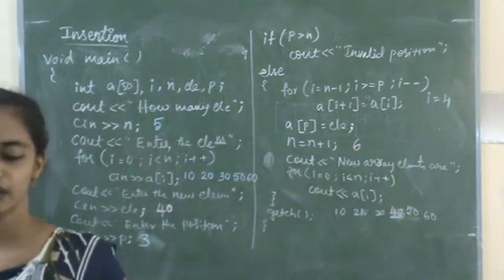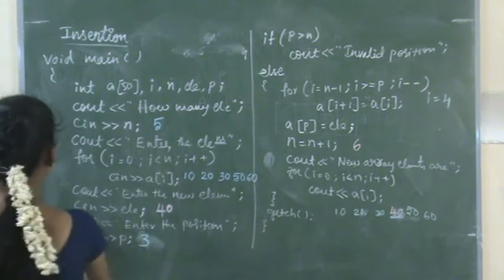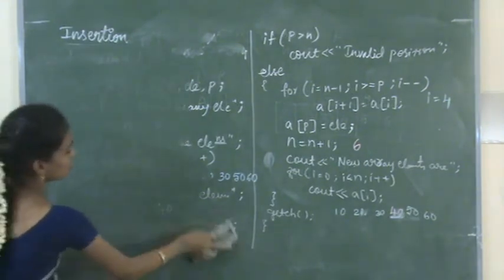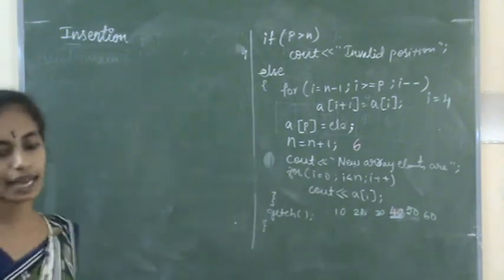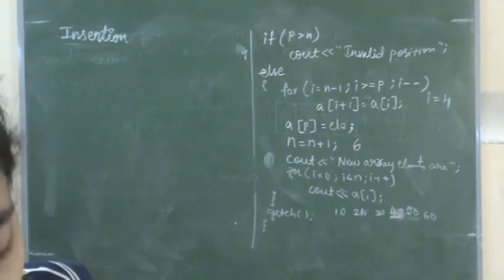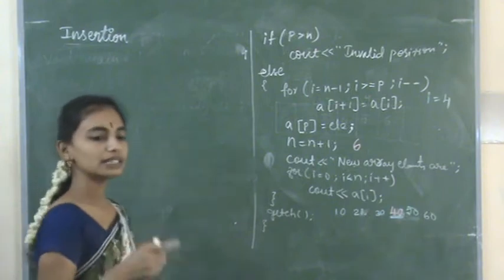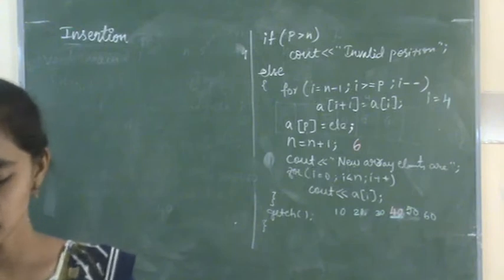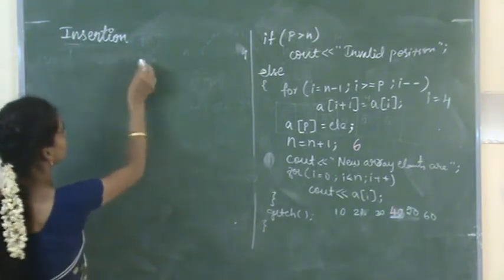Likewise we have the deletion operation. How will we insert a new element into an array? Same as insertion, we have a deletion operation to delete an array element. We can delete an array element only when the array is present, right? So if the array is present, we can delete the array elements.